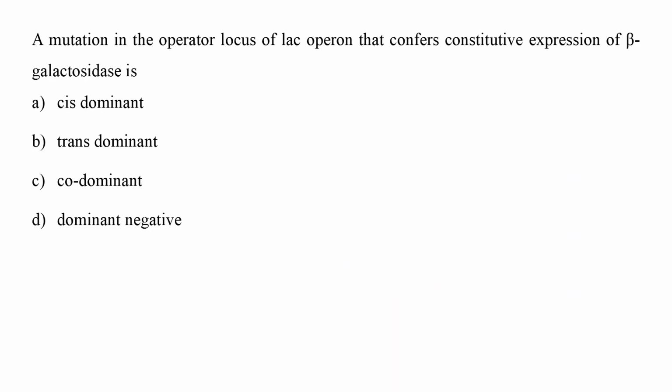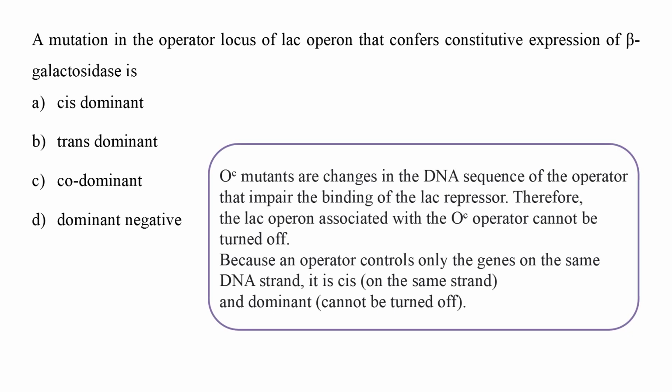The next question says a mutation in the operator locus of lac operon that confers constitutive expression of beta galactosidase is. Now, operator mutant means that there is a change in the DNA sequence of the operator that will impair the binding of the lac repressor. That means the lac operon associated with this mutant operator cannot be turned off. That is what the question says, that it confers constitutive expression of beta galactosidase.